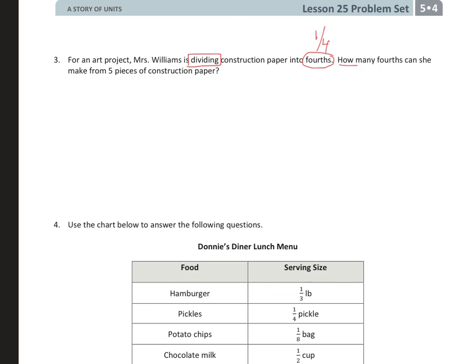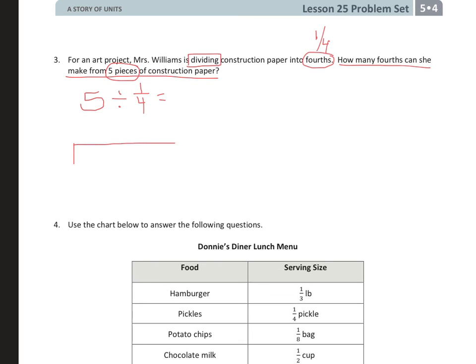The question says, how many fourths can she make from 5 pieces of construction paper? So she has 5 whole pieces, and she wants to know how many fourths she can make from that. So if I think about that, she is actually dividing the 5 pieces of construction paper. She's dividing them all equally into fourths. So that's our division expression, 5 divided by 1/4. So let's model that really quick.